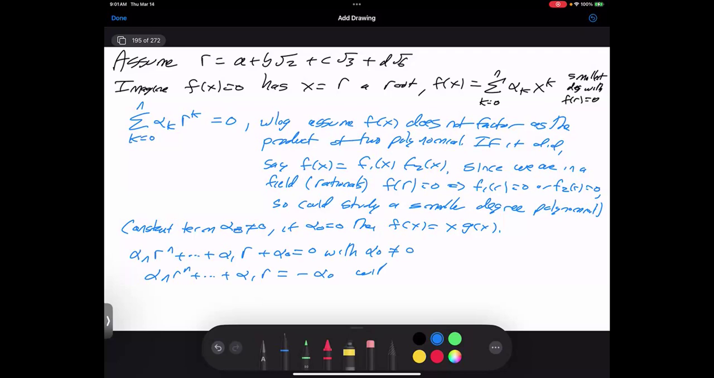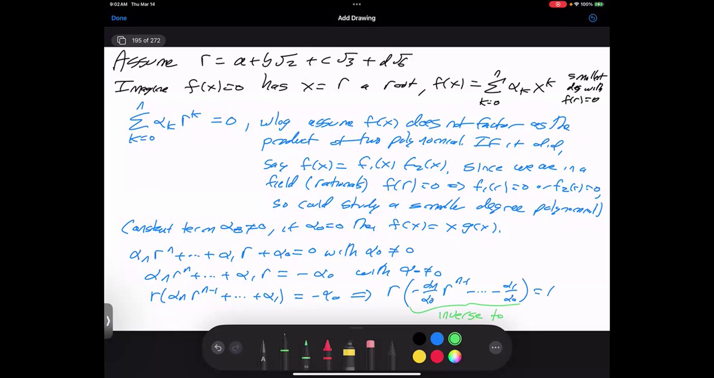So what can I do on the left-hand side? What do you notice every term has? An r. So I can write r times alpha n r to the n minus 1 plus ... plus alpha 1 equals minus alpha naught. Have we found an inverse for r? Yeah, so now if we just look at negative alpha n over alpha naught r to the n minus 1 minus ... minus alpha 1 over alpha naught equals 1, here is the inverse to r.